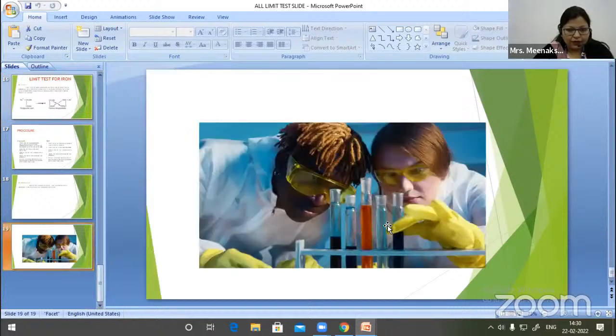So like this, we can take out the Nessler cylinders and see the comparison with the standard.